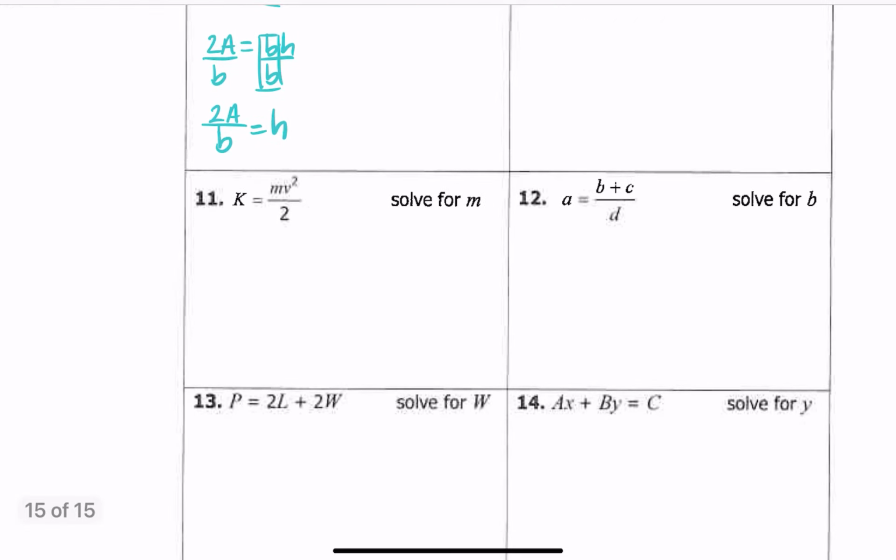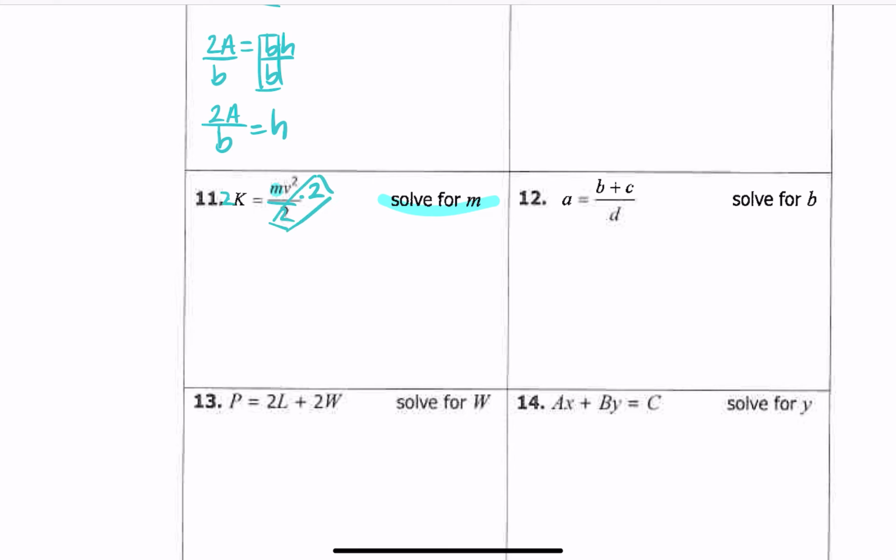Let's go to number 11. I'm solving for m. Here's m. I have an exponent, but it's not tied to the m. So I'm not going to have to worry about it as much as if it was m squared. But let's see. I've got division and I've got multiplication. I'm going to get rid of the division first. I could probably get rid of all of it at once, but let's just do the divide by 2 first. So to do that, I multiply by 2 on both sides.